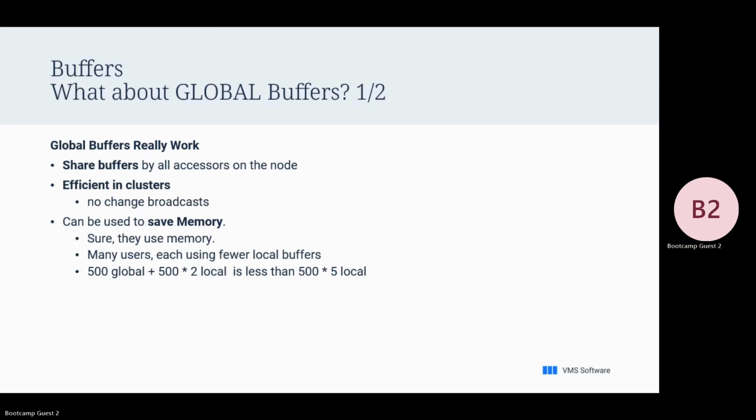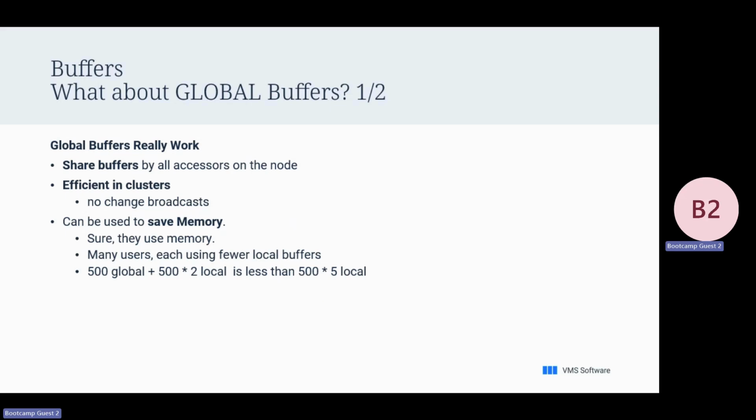So global buffers obviously need a big chunk of memory. That's the best way to use them. If you use global buffers, go big or go home, or something like that. But once you have many users where we want to deploy that, they all need fewer local buffers to do their work because all the indexes are cached in the global buffer.